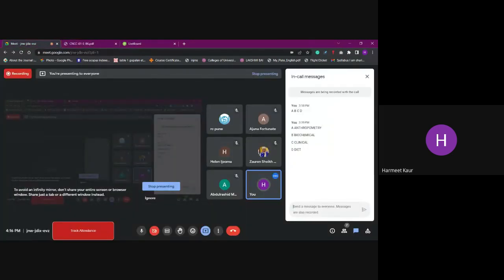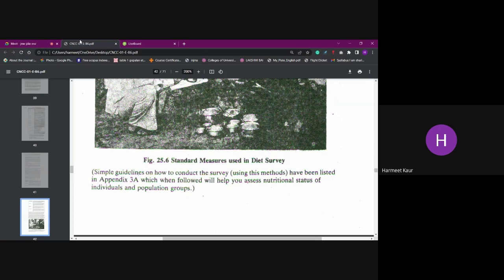which includes 2 days working and 1 holiday. Okay, if you have a bigger sample size, say I have to take a 24-hour recall for 1,000 people or so, you can also do it for 2 days just for your ease, but again that has to be 1 working day and 1 holiday. So this is your 24-hour dietary recall.